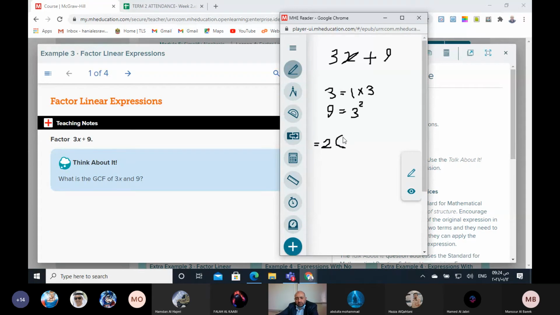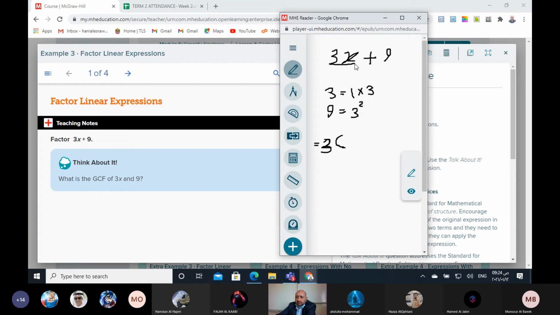Why do we use parentheses here? Because we want to factor. Factor means a change from addition to multiplication. How do we change from addition to multiplication? Divide all the terms by the GCF, here 3. Divide all the terms by 3.